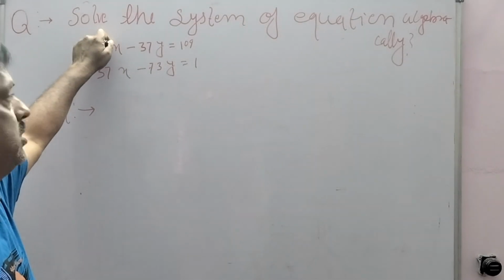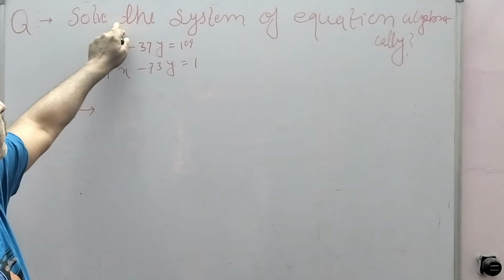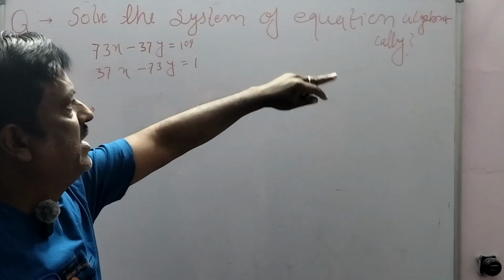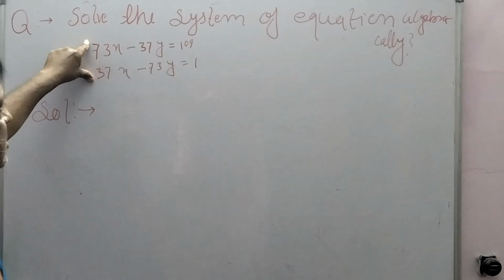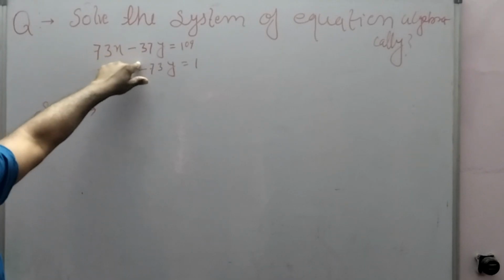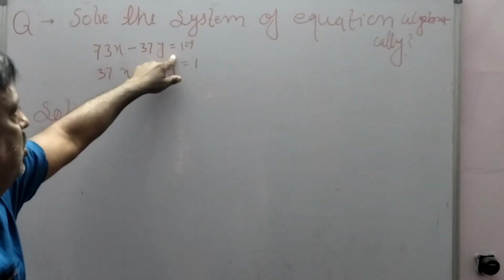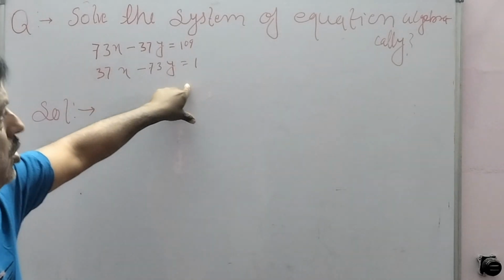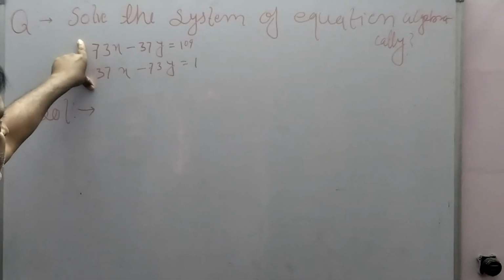Let's see the next question, children. Solve the system of equations algebraically. Two equations are given: 73x minus 37y equal to 109, and 37x minus 73y equal to 1. We have to solve algebraically.